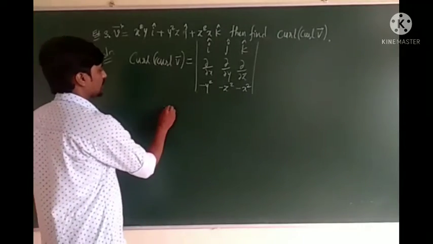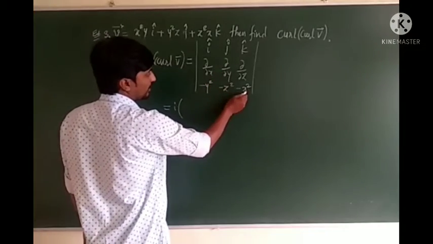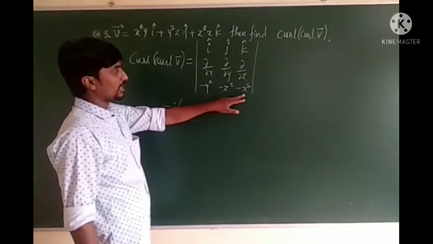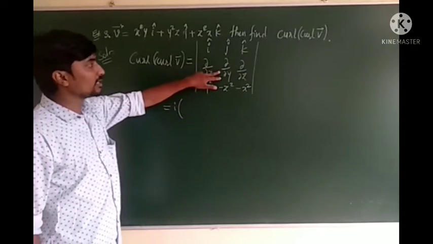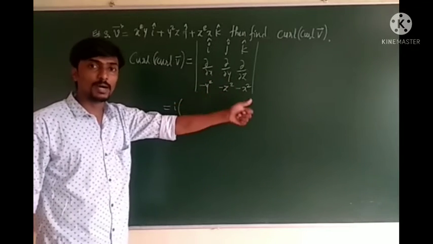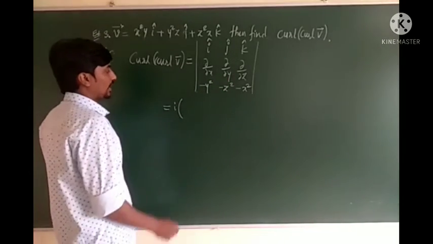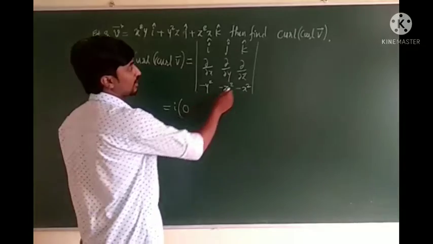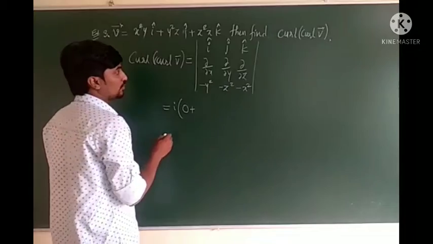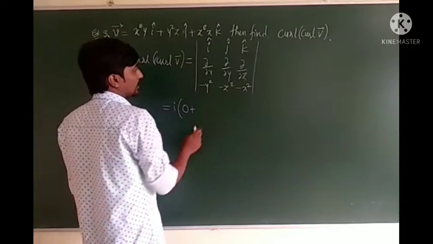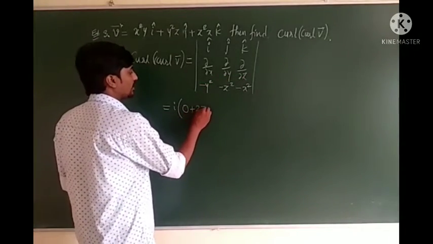So expand it. I will write directly here. Look at ∂/∂y of x square. When you differentiate x square with respect to y, it becomes 0, because we are differentiating partially and x square is constant with respect to y. So I will write 0 here. Similarly, minus into minus becomes plus, so ∂(z square)/∂z, the differentiation of z square with respect to z, is 2z. So I will write 2z here.